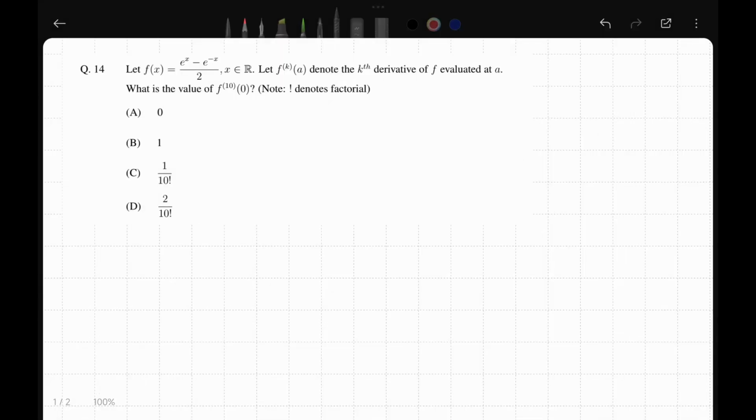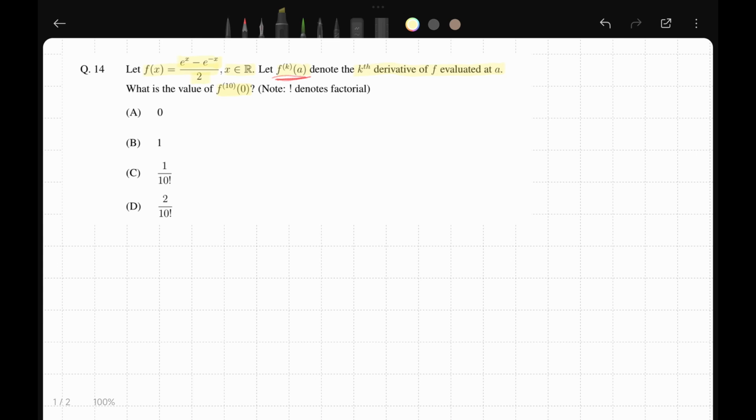The 14th question is based on Taylor series, Maclaurin series more specifically. So let's see what is given in the question. f of x is given, and x belongs to R. They've said that f^k of a is basically the kth derivative of f evaluated at a. Okay, and they have asked us the value of f^10 of 0.